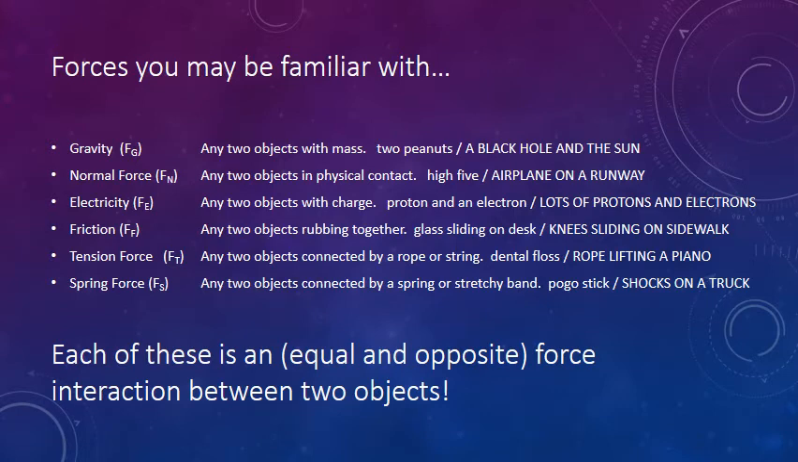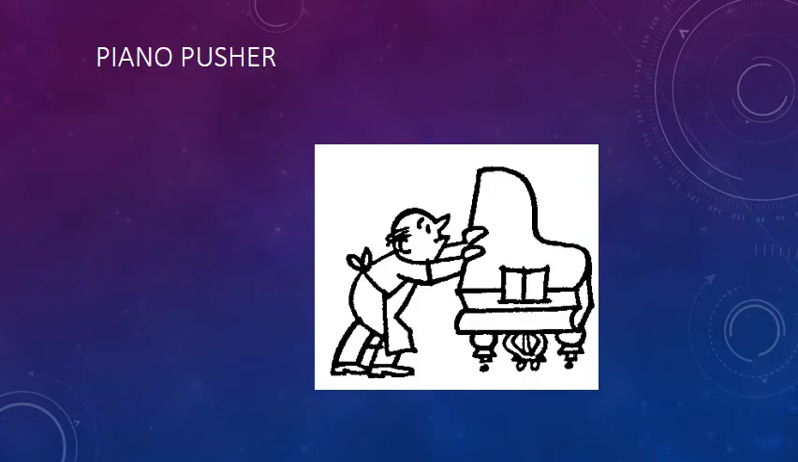And the most important thing about all these forces is that each one is an equal and opposite force interaction between the two objects. You'll notice I always mention two objects when I talk about force, because forces are fundamentally between two objects that are acting on each other. So when you consider all the forces acting on all the objects, it can actually get a little bit complicated.